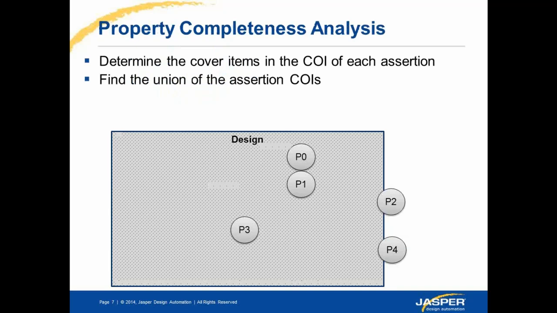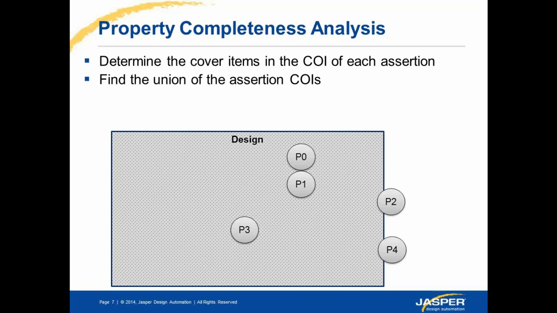Now going to the next one, and probably more interesting one when it comes to formal verification engineers, property completeness. Let us say this gray box here is your design, and it has all the cover points or design elements there, and you have written 5 properties, P0 to P4, to verify this piece of RTL. So how do you know these 5 assertions, properties, are enough for your formal verification?